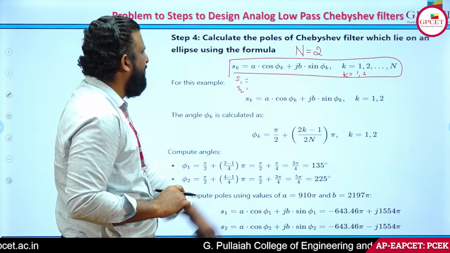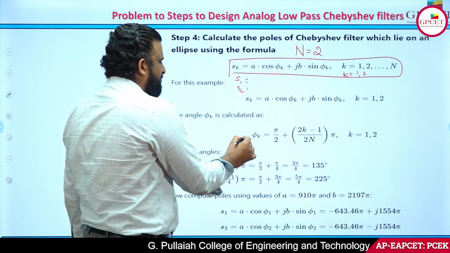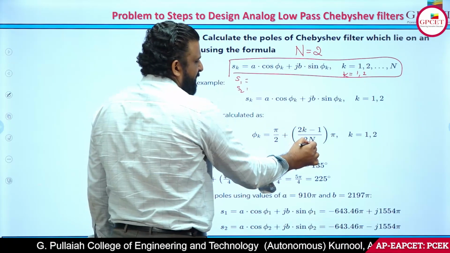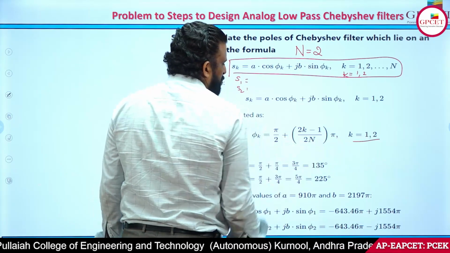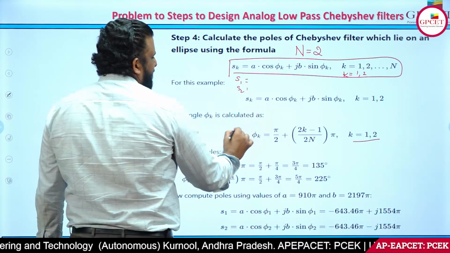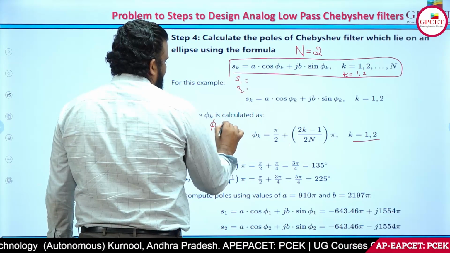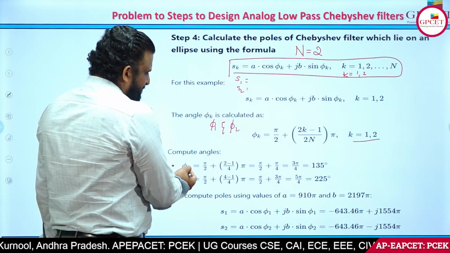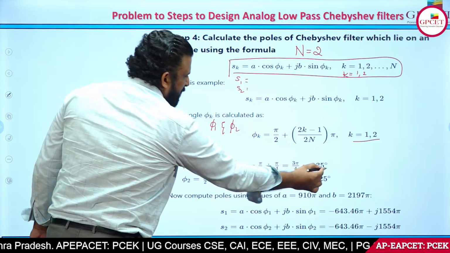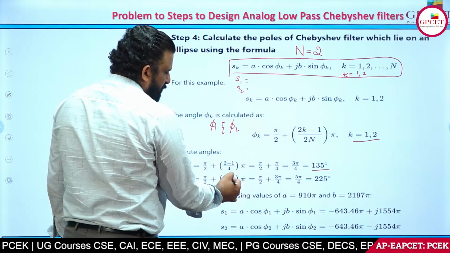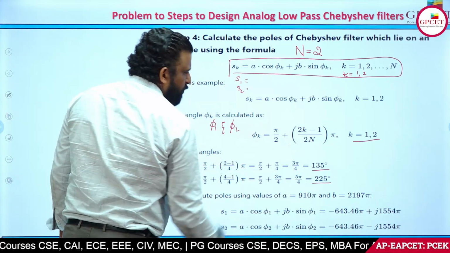Before finding the value of S1 and S2, let's first find the value of phi k, which is equal to pi by 2 plus (2k minus 1) by 2n. So here the value of k is equal to 1, 2, so 2 values I need to find out, phi 1 and phi 2. Substituting k is equal to 1, I got 135 degrees for phi 1, and for phi 2, substituting k is equal to 2, I got the value 225 degrees.